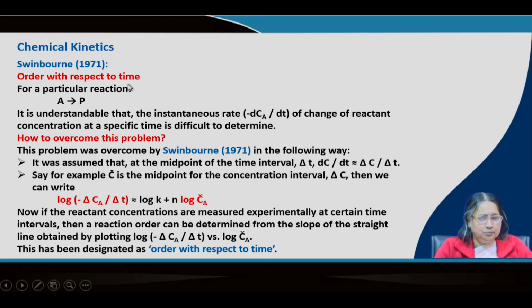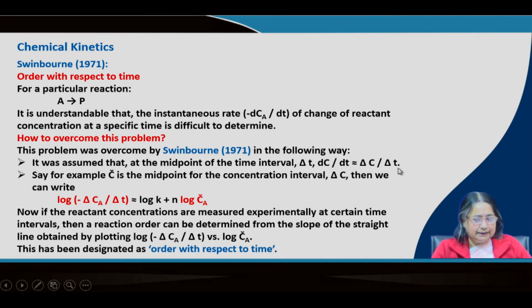Swinburne, in 1971, developed two different methods. One is the order with respect to time, and the other is the order with respect to concentration. By these two methods the order can be determined easily. His assumption is that at the midpoint of the time interval delta t, dc/dt is the same as delta c by delta t.